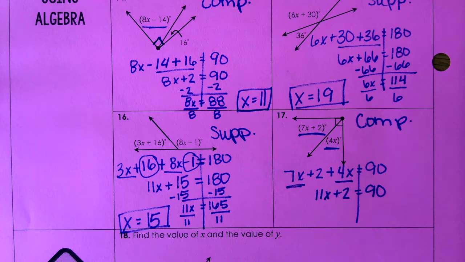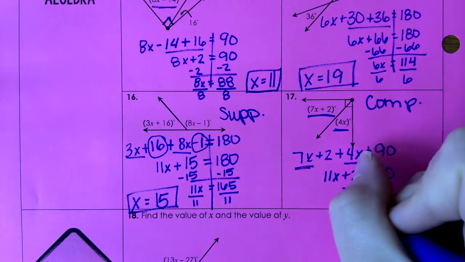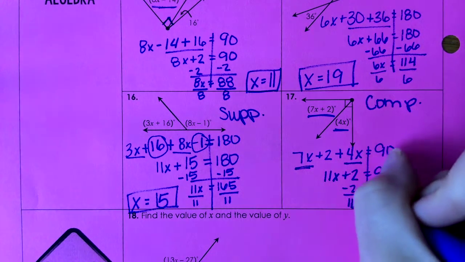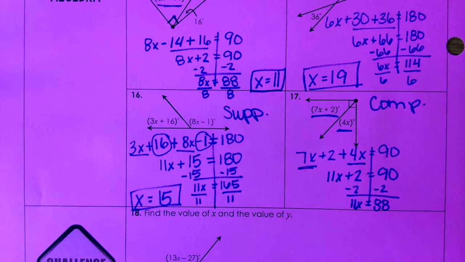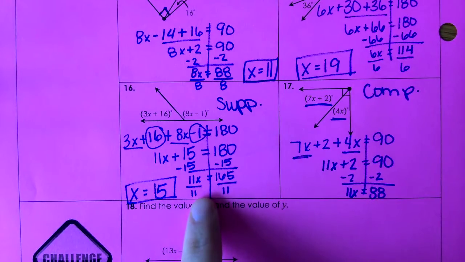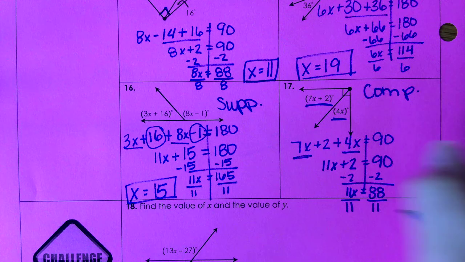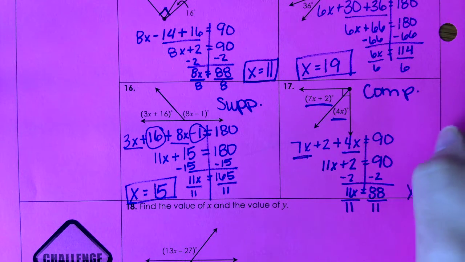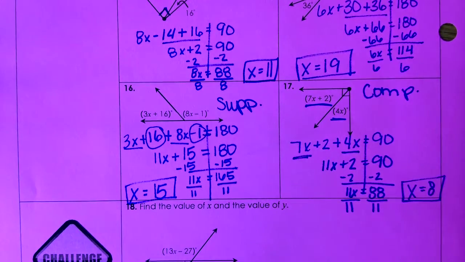Now what's my next step? Subtract. Okay, I subtract 2 on both sides. So I get 11x equals 88. What's my last step? What was my last step over here? 5. Good. I have to divide both sides by the number in front of x. So x equals 8.